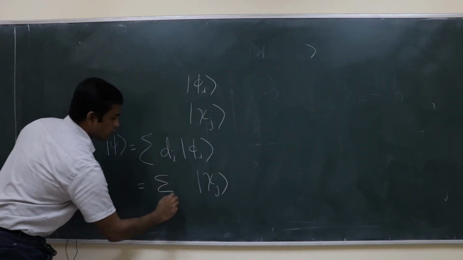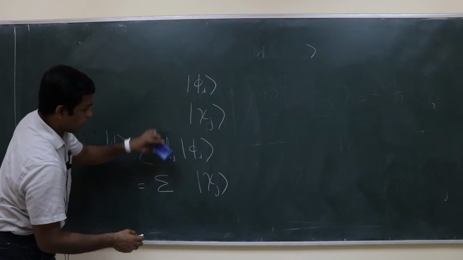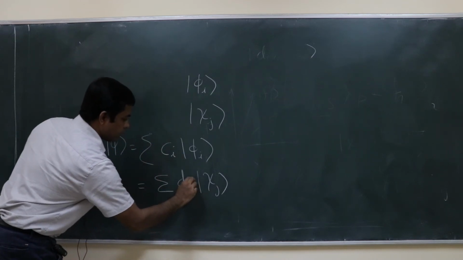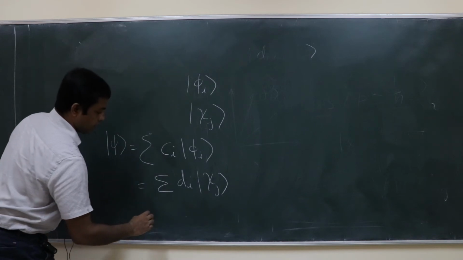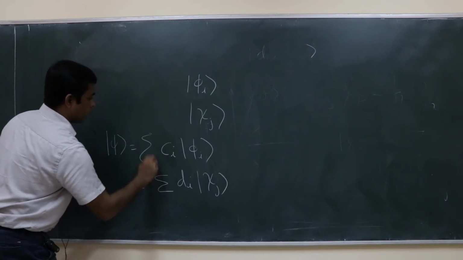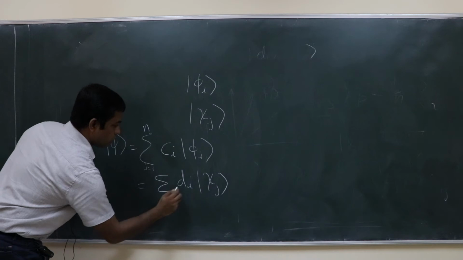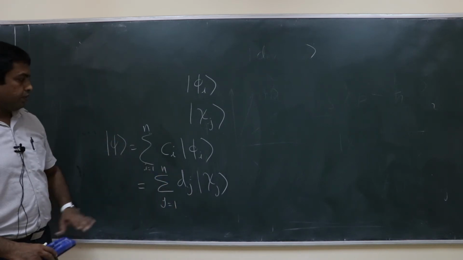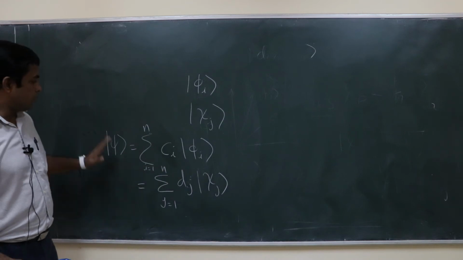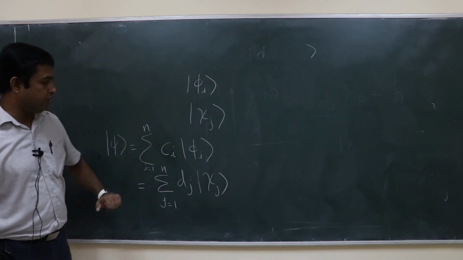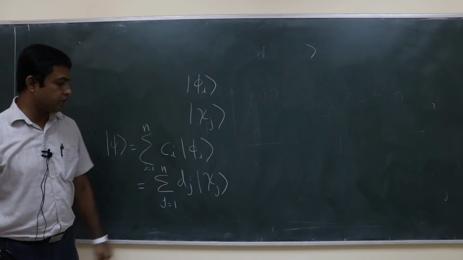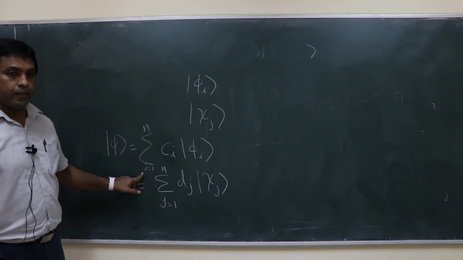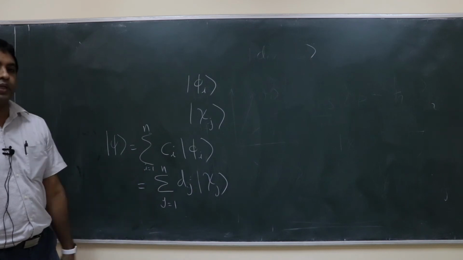So earlier I think I used C here, but it does not matter, anything I can use. So let me use d_j here. So this is the sum over j equal to 1 to n. Fine. Is this clear now? The same vector I expanded in the basis phi i, and the same vector I expanded in the basis chi j. So this quantity is equal to this quantity as a full sum, but individual c_i and d_j may be different.